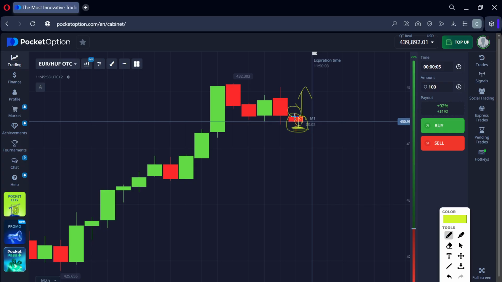You can see it's still pushing up, right? As long as it stays below this high over here and keeps pulling back, we can continue to take buys. So what do we notice here? There's our high, right? It's pulling back, so we can start taking buys to the upside.